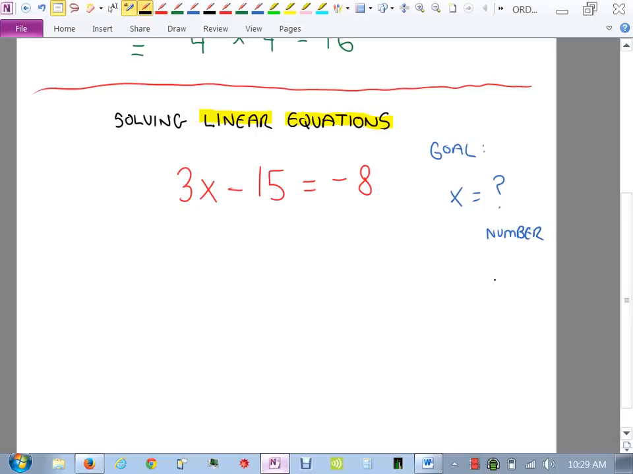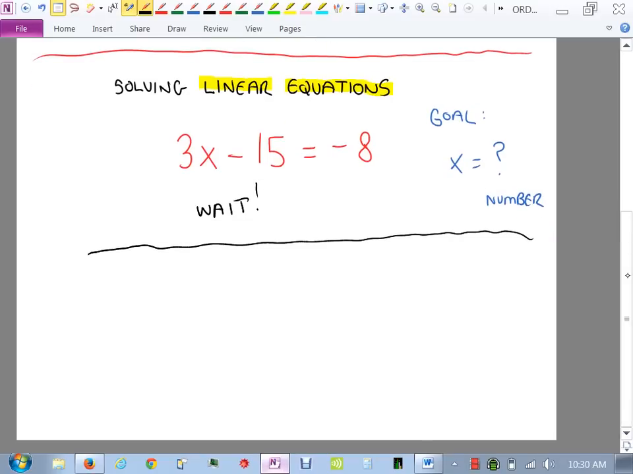Let's write down underneath this. I'm going to say, wait here on this. We're going to come back to this. Here are the steps, and I'm going to have to go to a new page here. So steps for solving linear equations.